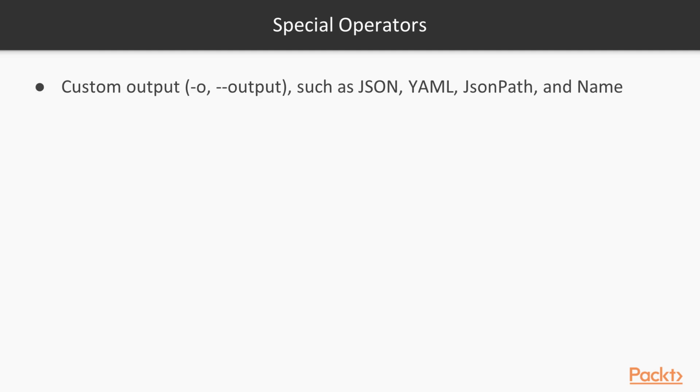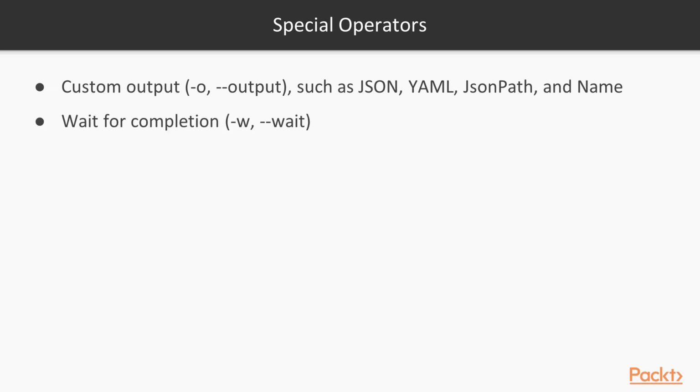One is custom output, so either -o or --output, that allows you to output the command into a format such as JSON, YAML, JSON path, name, and others. For example, if you wanted to get information about a pod and output that in YAML format and then save that YAML file somewhere, you could then reuse that file to deploy the pod in other clusters.